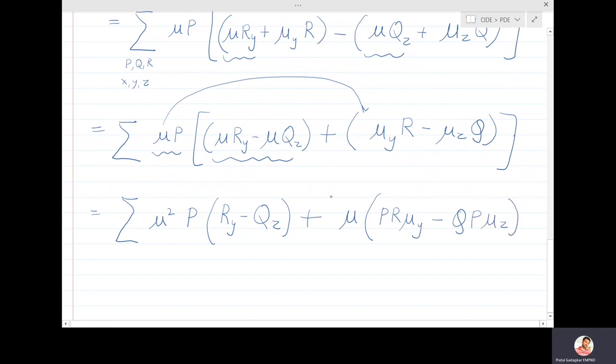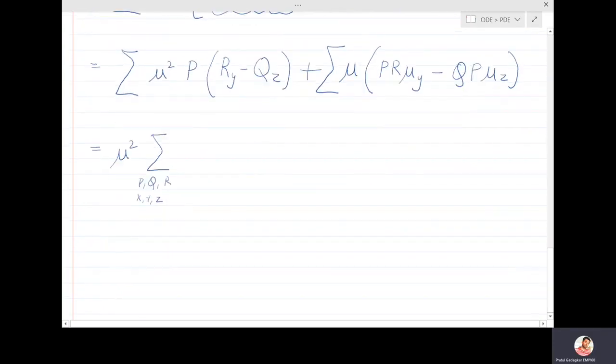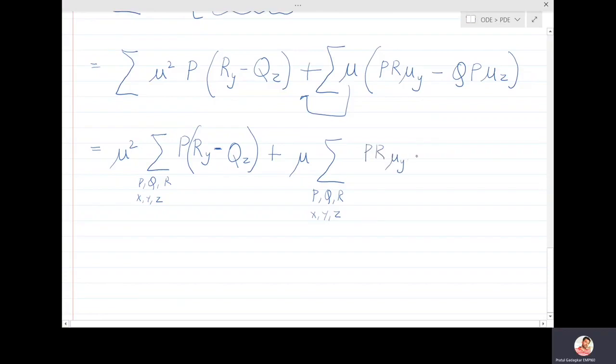If I separate out the summation of both of them, now here mu squared has nothing to do with the summation, so it will come outside, which is equal to mu squared summation over pqr x y z, which is pry minus qz, let me keep it as it is. Plus this mu will also come out of the summation, mu summation over pqr x y z, which is pr mu y minus qp mu z.